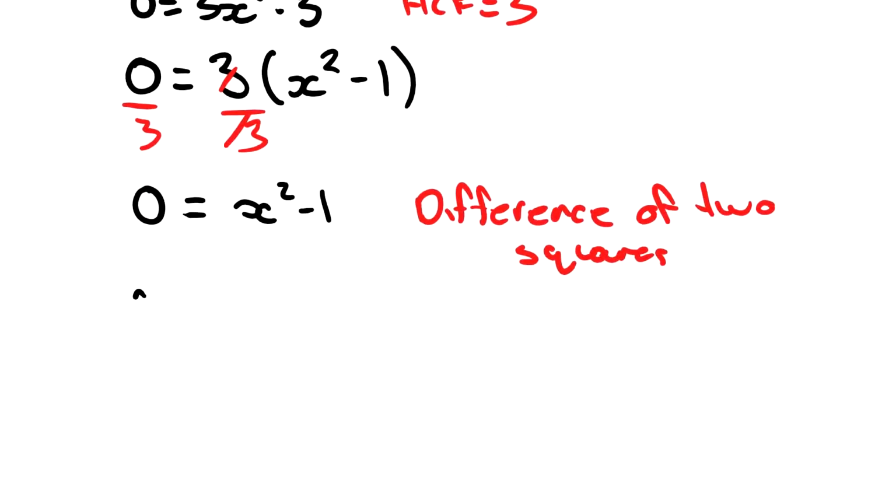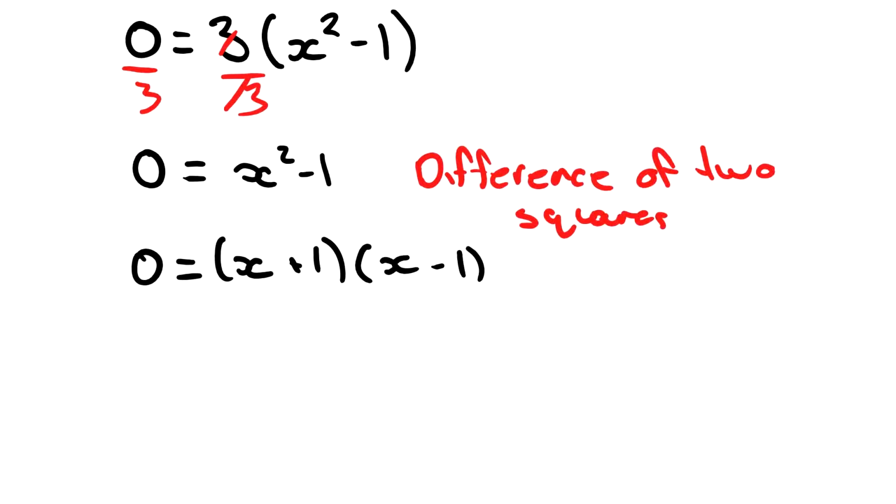So we get 0 equals x plus 1, x minus 1. Now remember, when you've got difference of two squares, you just square root both of them and put them in the brackets. So x squared square root is x, and the square root of 1 is 1. And then you just have a plus and a minus on both sides. So this means that my x's can be -1 for the first bracketed area and then +1 for the second. So we have two stationary points here.